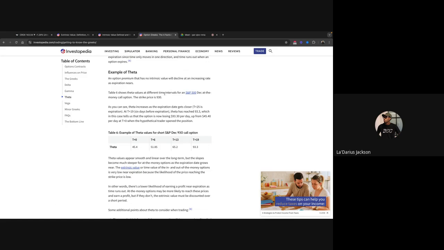All right, so an option premium that has no intrinsic value will decline at an increasing rate as expiration nears. So basically what this means is that an option premium that does not have intrinsic value, that part means that it is not in the money, right? Intrinsic value is given when the contract is in the money.